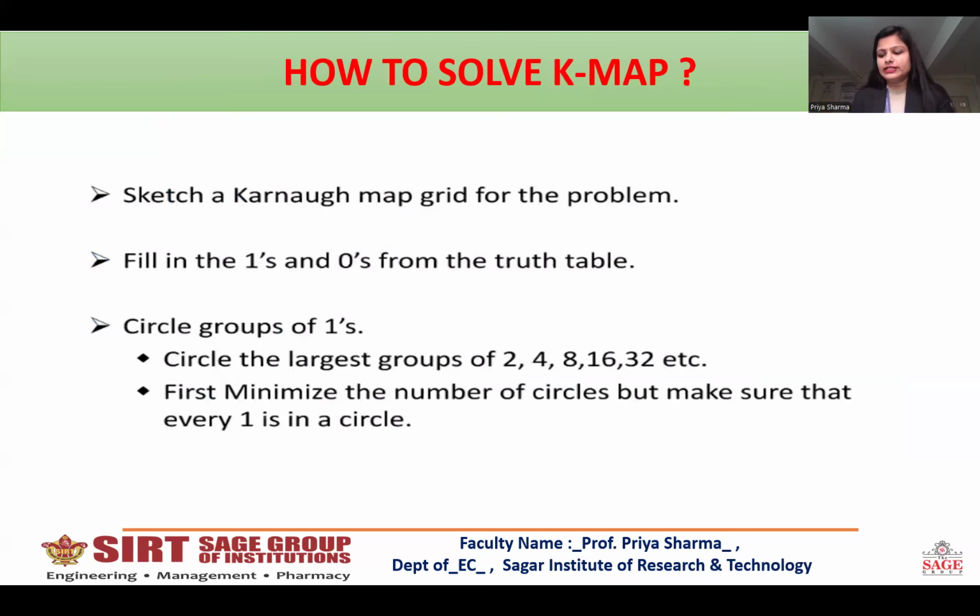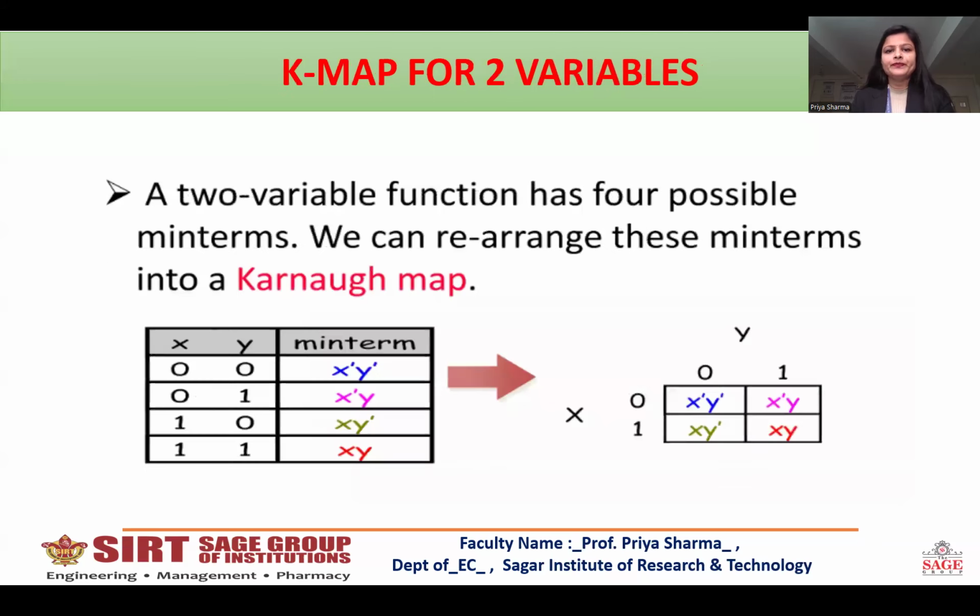Now, how to solve this K-map? So first of all, sketch a K-map grid for the problem. Fill the ones and zeros from the truth table which was given in the question. Then circle the group of ones. How to circle them? Circle the largest groups. Make groups of 2, 4, 8, 16, 32 and so on. First, minimize the number of circles, but make sure that every one is in a circle. Make sure that no one will be left without making a group.